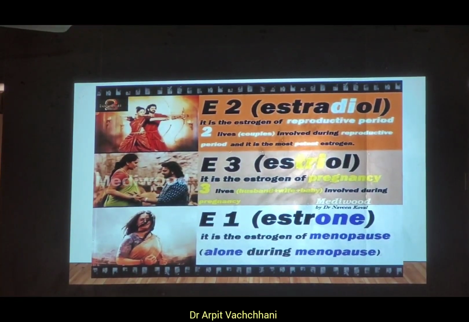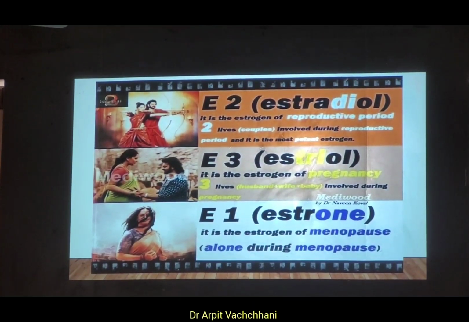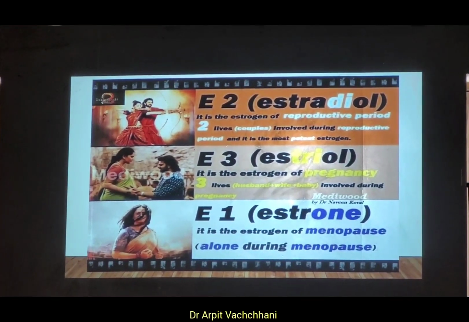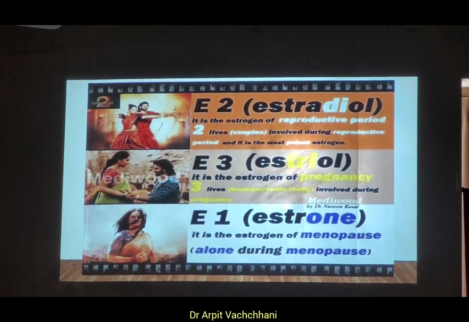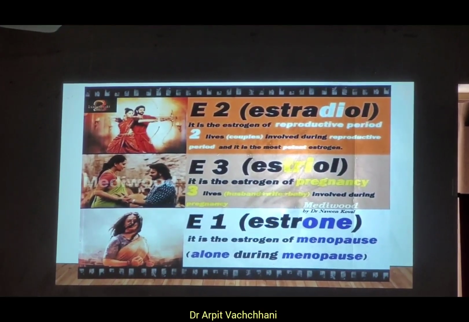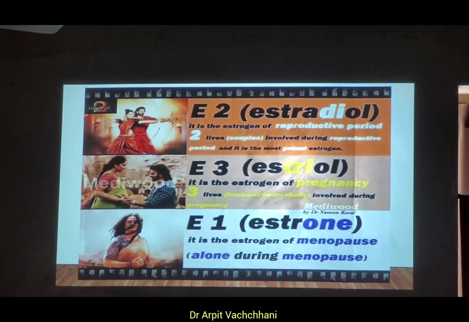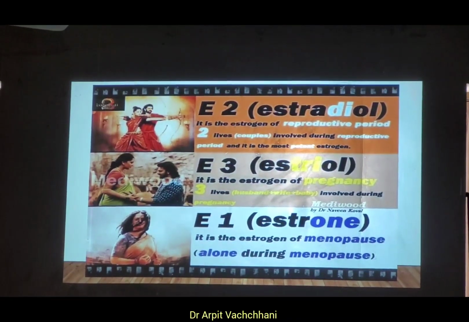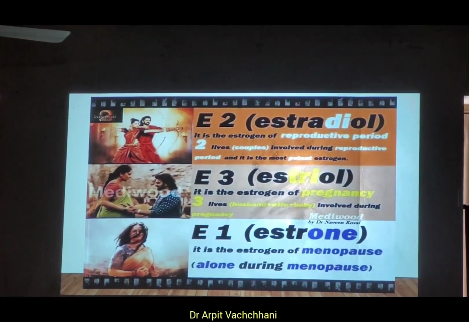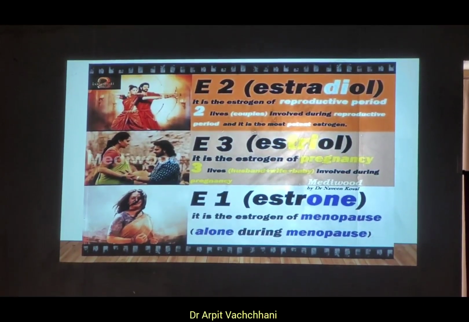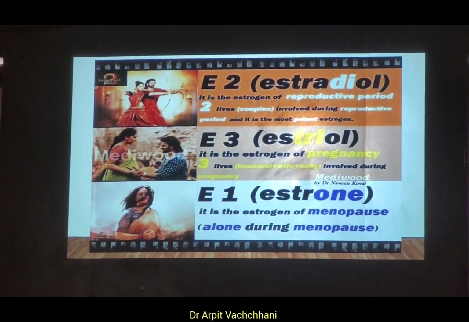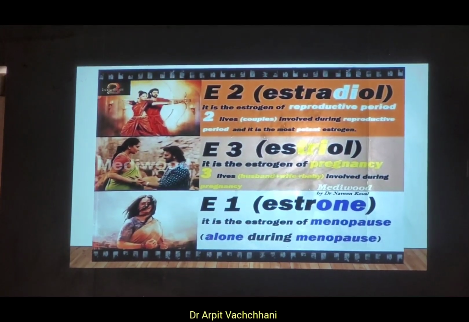So for easy remembrance, I have made this. The major types of estrogen in the body: E2, that is the estradiol. Estradiol is the most potent estrogen, which is the estrogen of the reproductive period. So just for remembrance, see, estradiol has 'di'. Di means two, involves two persons. So a couple is involved during the reproductive period. So you can easily remember that E2 is the hormone of the reproductive period.